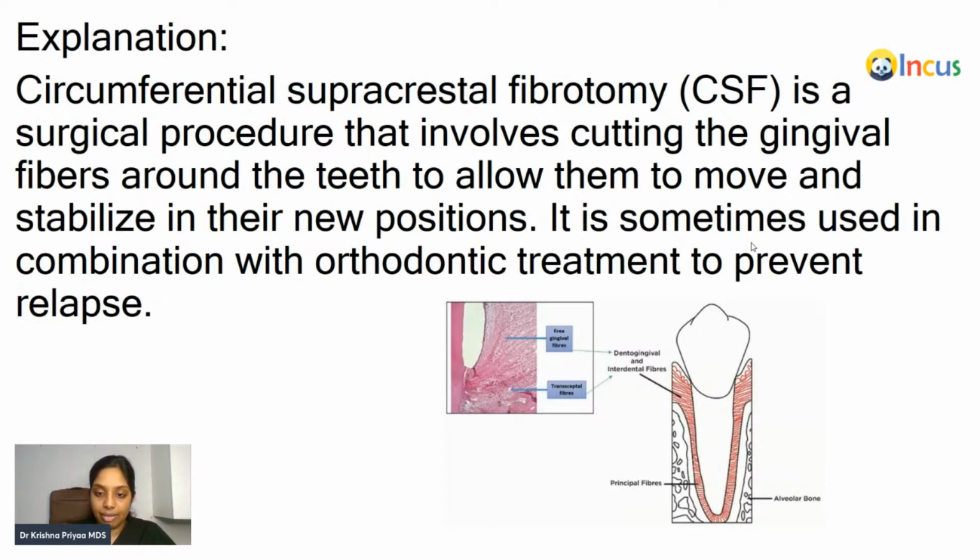So as I've mentioned, the circumferential supracrestal fibrotomy is a surgical procedure. It cuts the gingival fibers along the teeth. But cutting them doesn't mean removing them entirely. We are just cutting their contact with the tooth. It will again form contact with the corrected position.